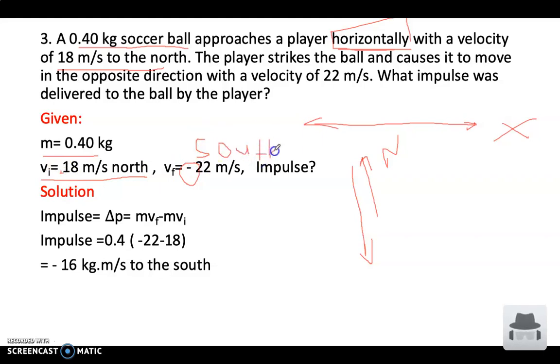Now, I need to find the impulse. Impulse is the same as the change in momentum. What do I mean by change in momentum? Momentum after minus momentum before. The formula of the momentum is mass times velocity. I have the same mass, so I can take the mass outside as a common factor. I open bracket. Final velocity is negative 22, initial velocity minus 18, and you get a negative sign. The negative sign means direction. It means to the south.